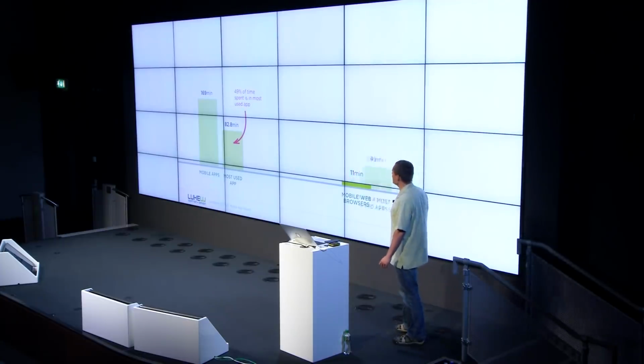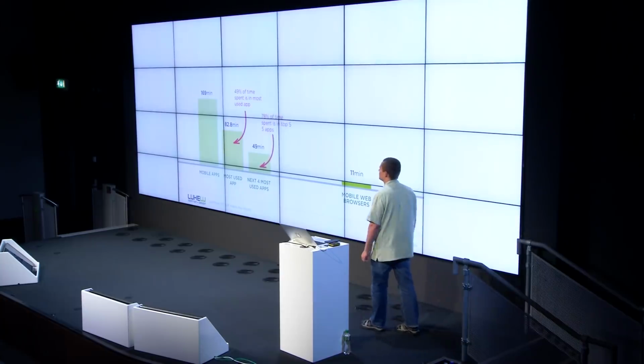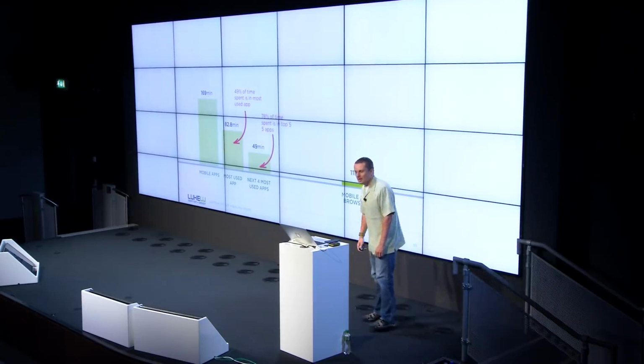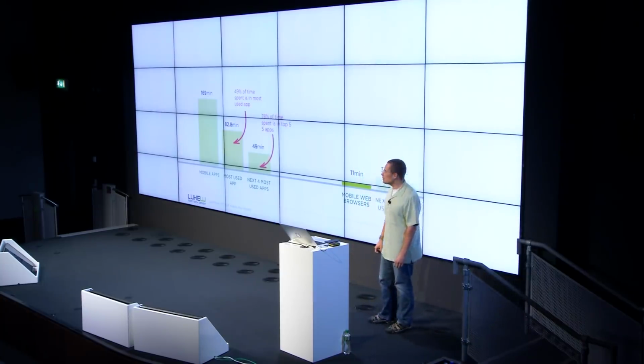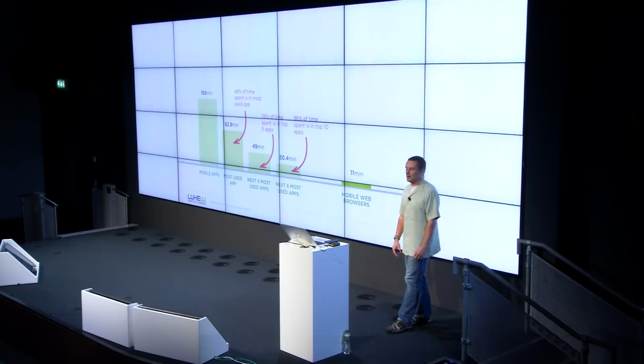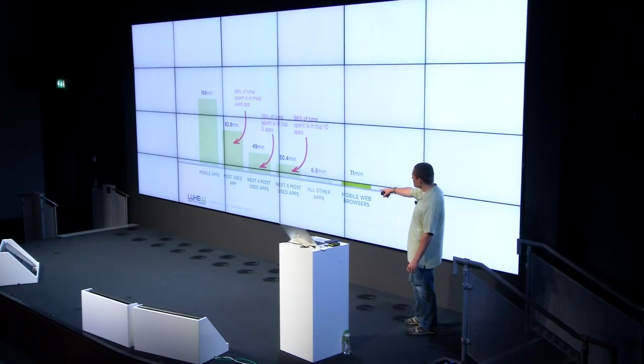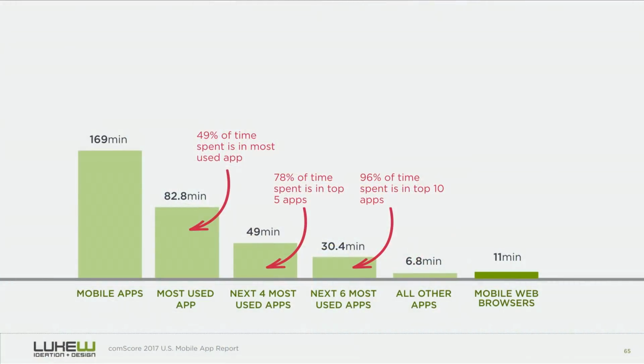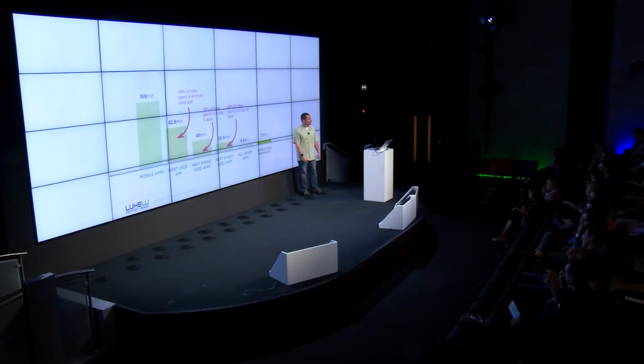When you look at the top 5 apps, they capture almost 80% of time. Extend that out to the top 10 apps, and you're looking at 90%, even 96% of the time that people spend in native apps, right? Extend that out to all the other apps that get used, and there's only like 7 minutes left, which makes the web look pretty darn good, right? Not so bad anymore, is it?